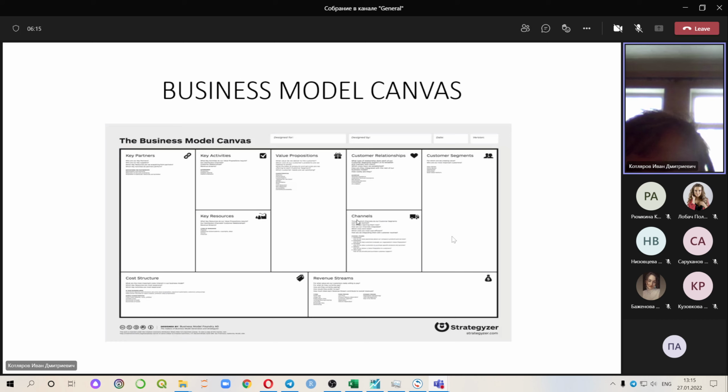On the right part, to the right of the value propositions, we have customers. So this part of the business model describes how the company delivers value to its customers. Here we have customer segments, customer relationships, and channels. Channels which are used to deliver value. And at the bottom part of this scheme, we have finance. We have cost structure, so how many resources a company has to spend in order to create value, and revenue streams, how the company gets value from its customers, what is the key source of its revenue.